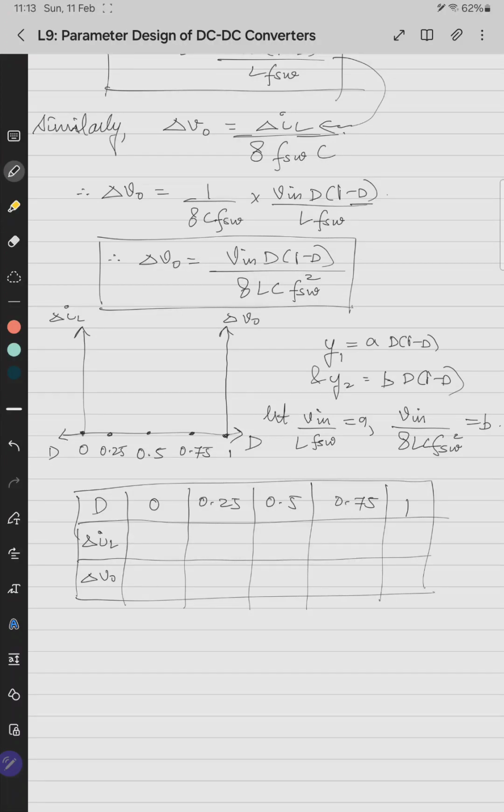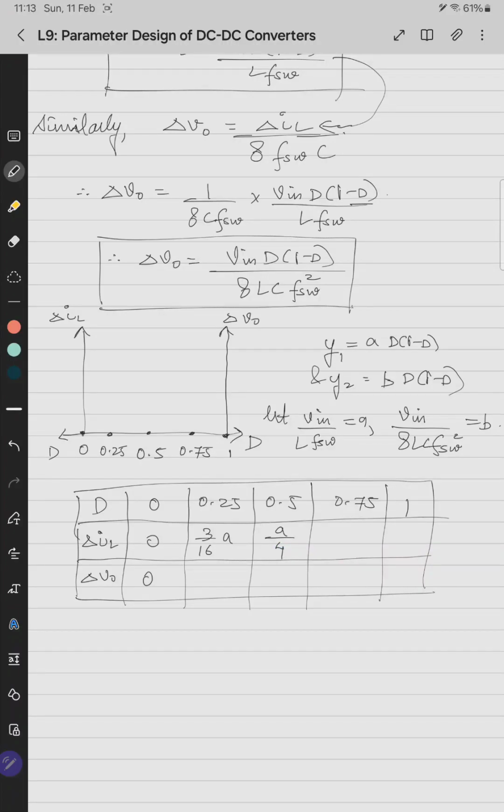So if d is 0, delta V is 0. Similarly, if d is 1 by 4, it is 1 by 4 into 1 minus 1 by 4, so 1 by 4 into 3 by 4, that is 3 by 16. So it is 3a by 16. If d is 0.5, so 1 by 2, 1 by 2 into 1 minus 1 by 2 is 1 by 2 into 1 by 2, so it is a by 4.